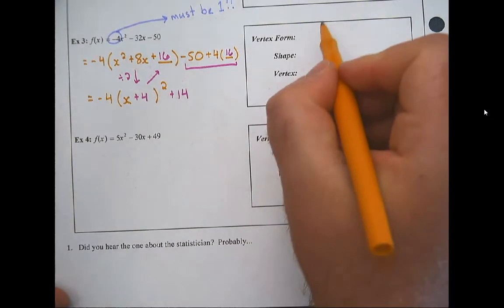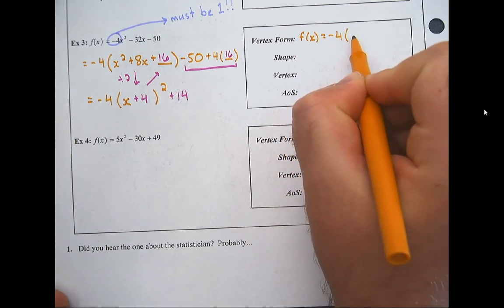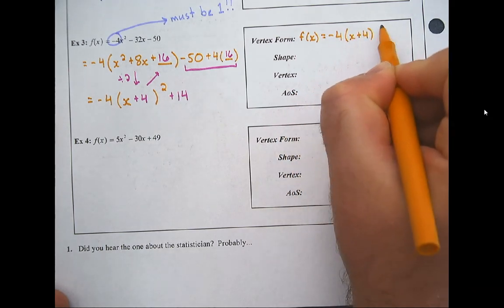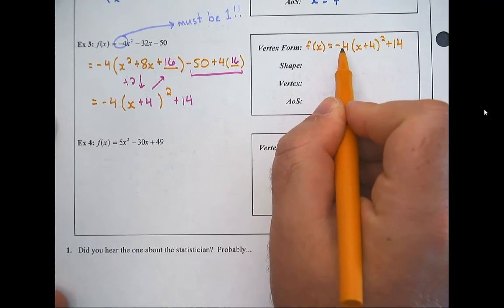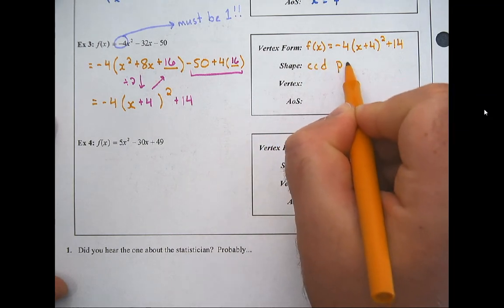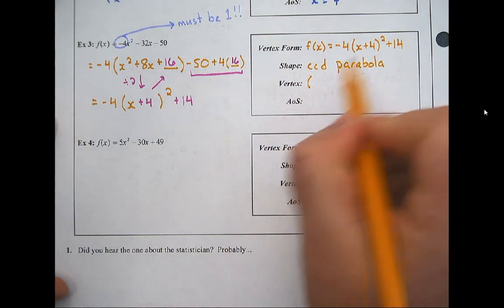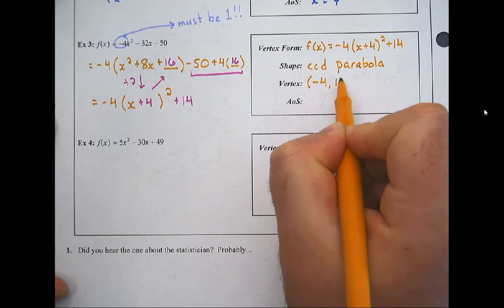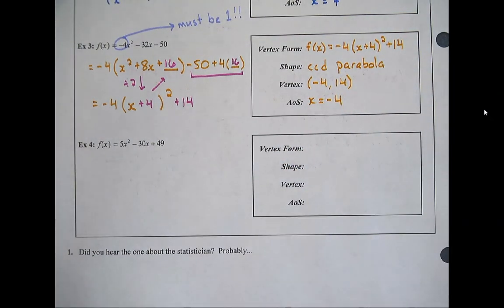So now I have an equation that's in vertex form. My coefficient this time is negative, so my shape is going to be concave down. It's a concave down parabola. The vertex is negative 4, 14. And the axis of symmetry is x equals negative 4. All right, I'm going to encourage you to pause here, see if you can do the next one all on your own.